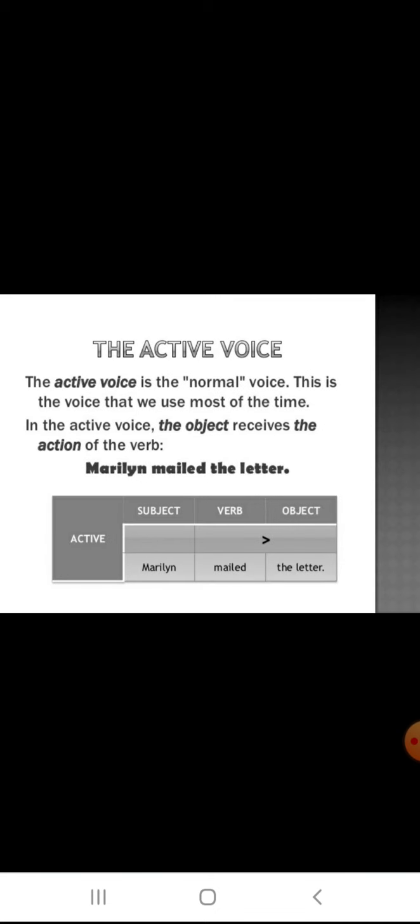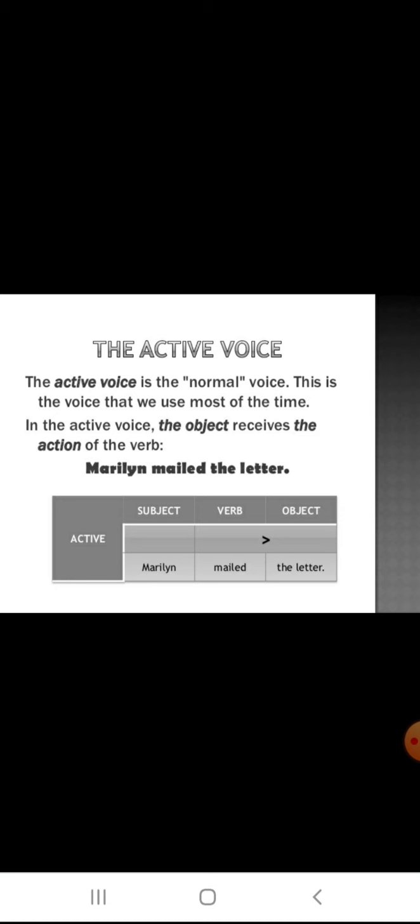First, let us read what is an active voice. The active voice is the normal voice. This is the voice that we use most of the time. In the active voice, the object receives the action of the verb. The object will receive the action of the verb. This is very important. Don't forget. Now, let me explain through an example.